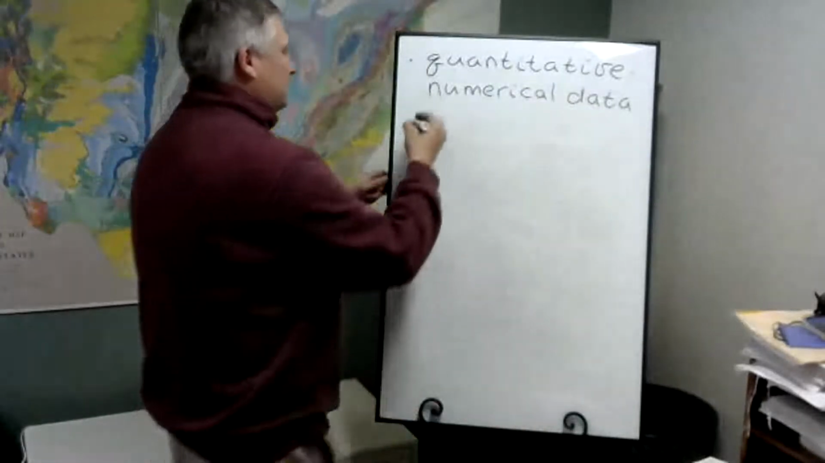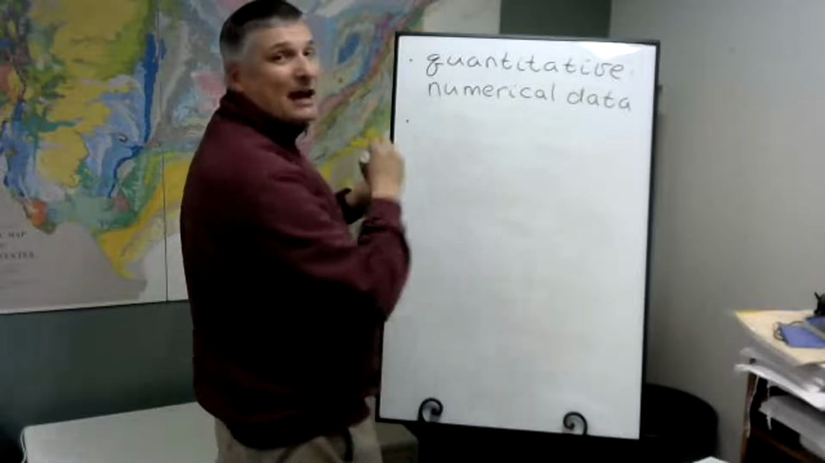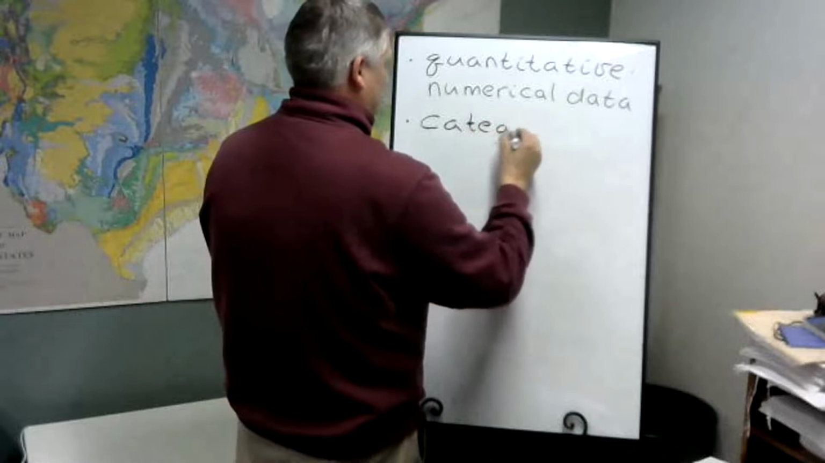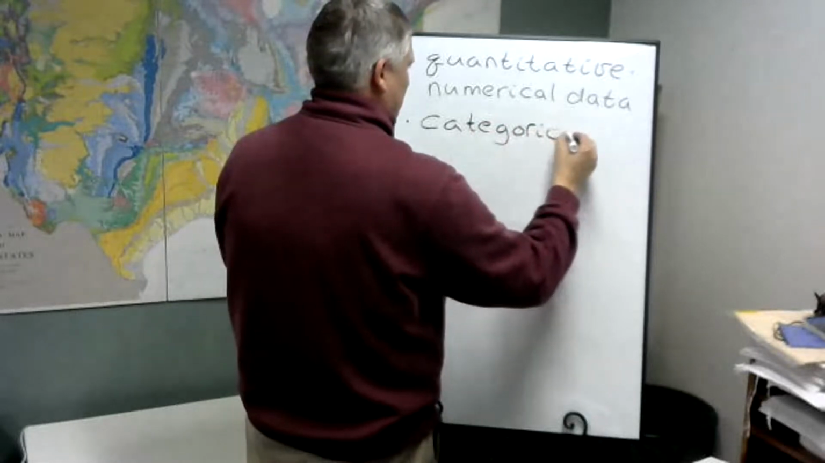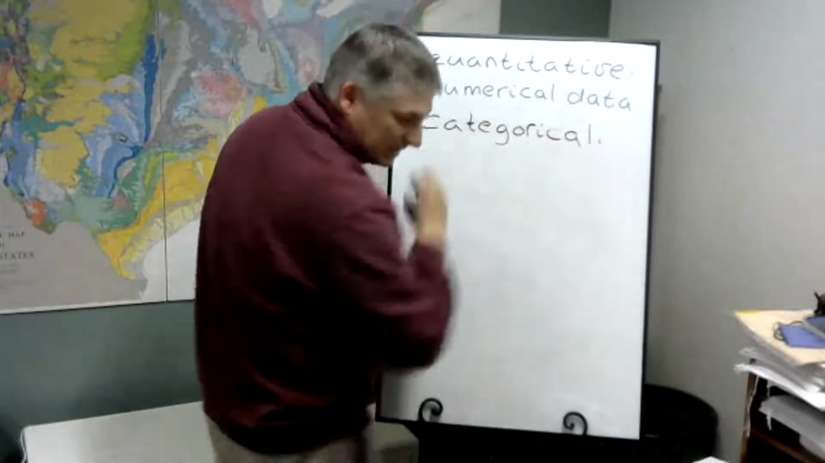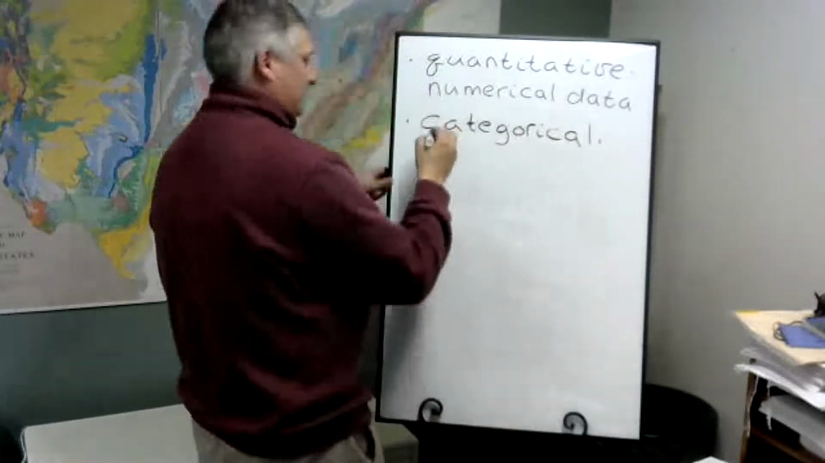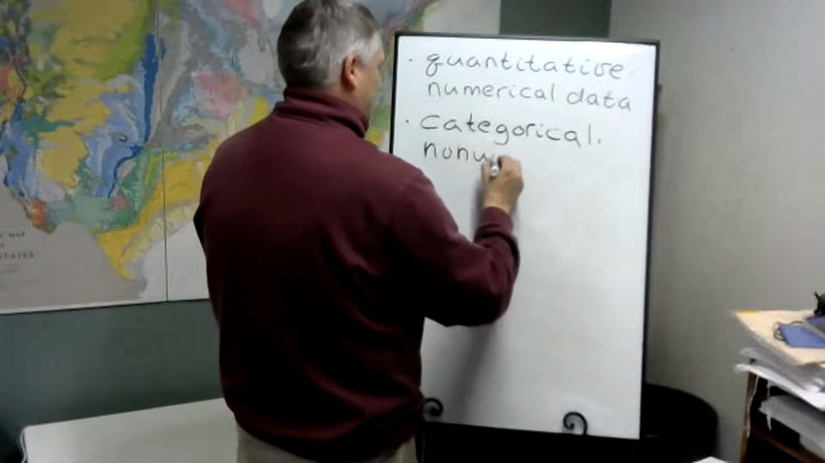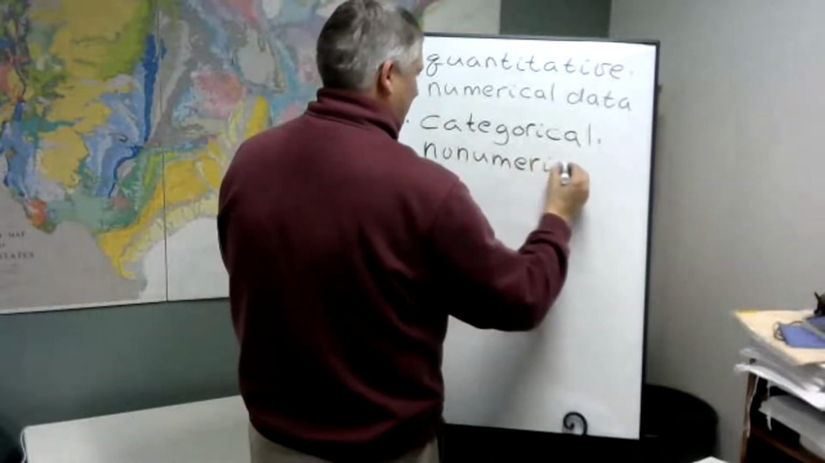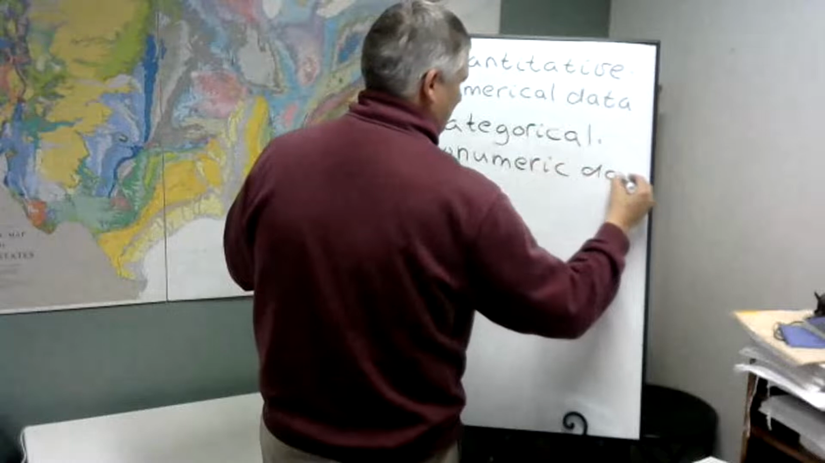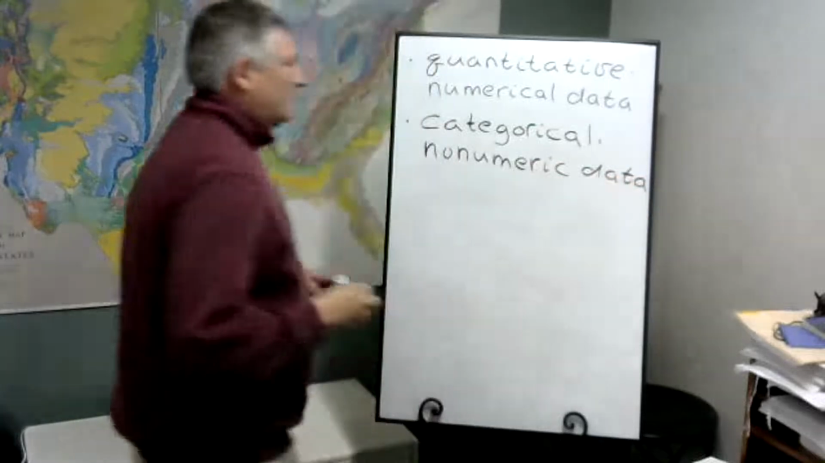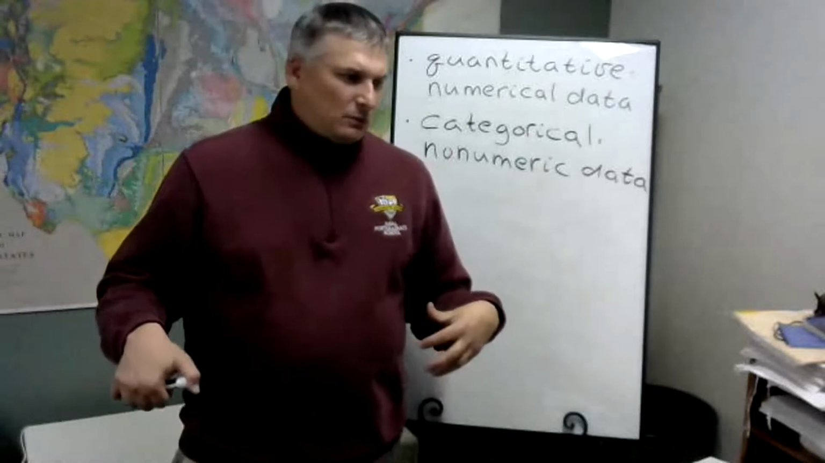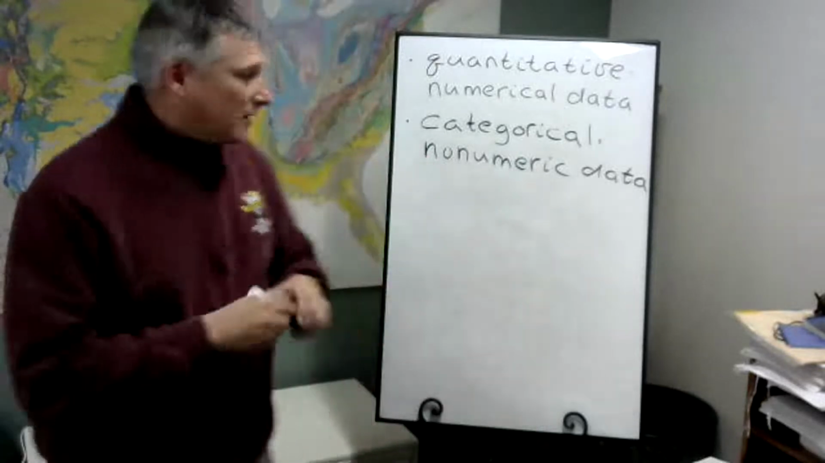The other kind of data you might collect is categorical. And key here, this is non-numeric. So categorical data could be data like, say that you're looking at the colors of cars.